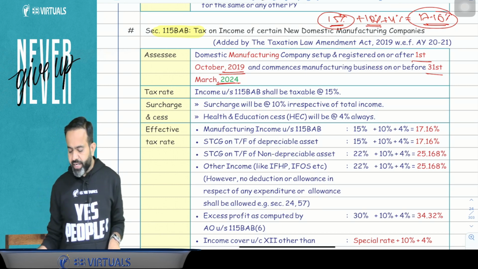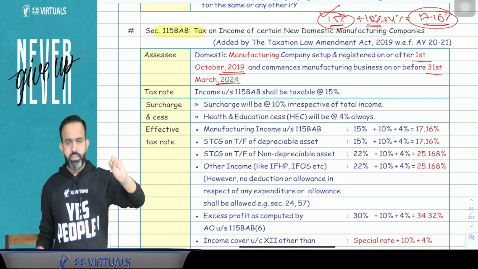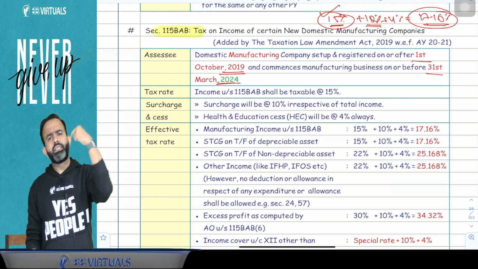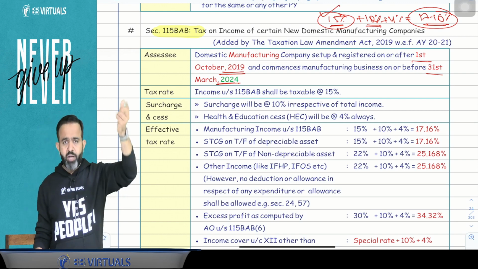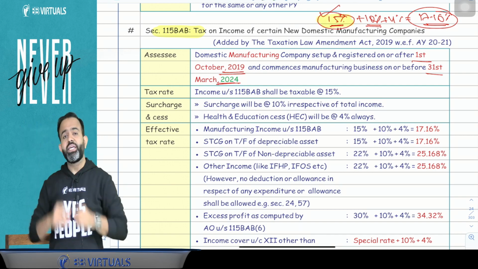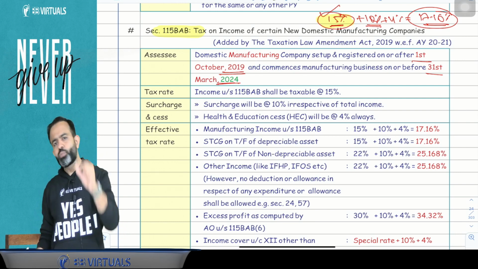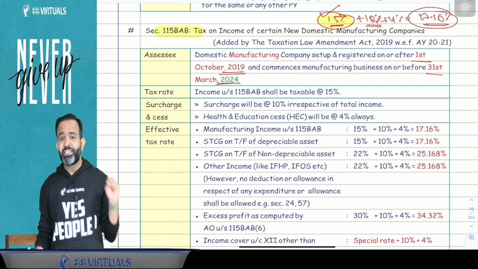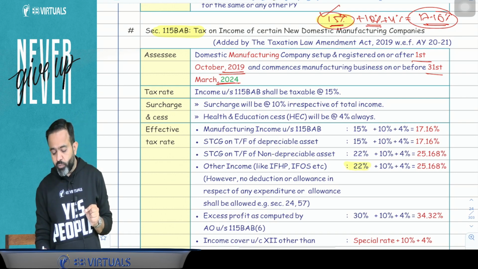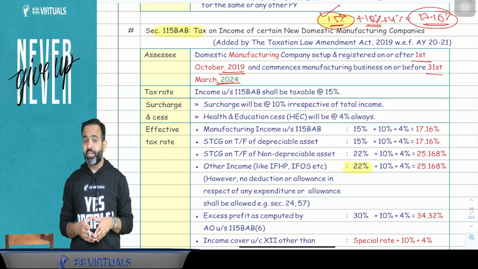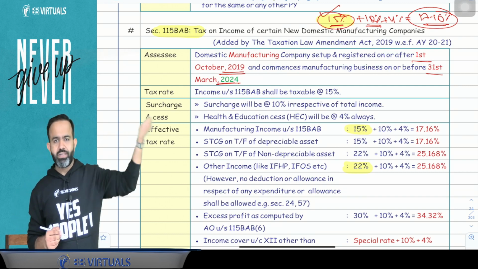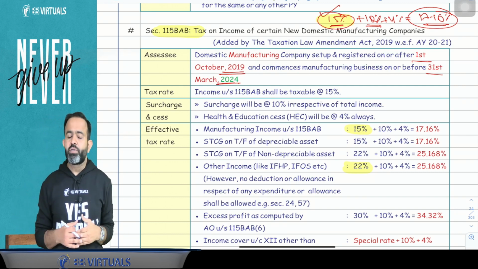Now, sir, you are saying that the tax rate is only 15% if the company opts for this section. But sir, what about the other head income? This is for the manufacturing business income, where the tax rate is only 15%. What about the house property income or other sources income? Guys, for house property income or other sources income, that 15% benefit is not available. For house property or other sources income, your tax rate will be 22%. Only for manufacturing business is your tax rate 15%.